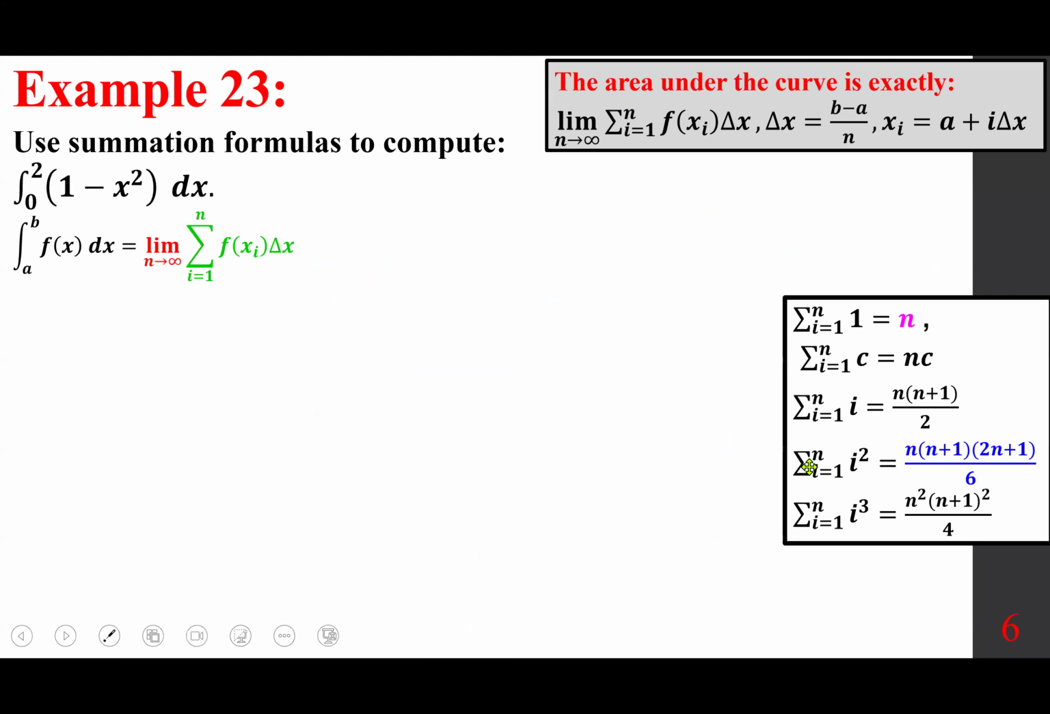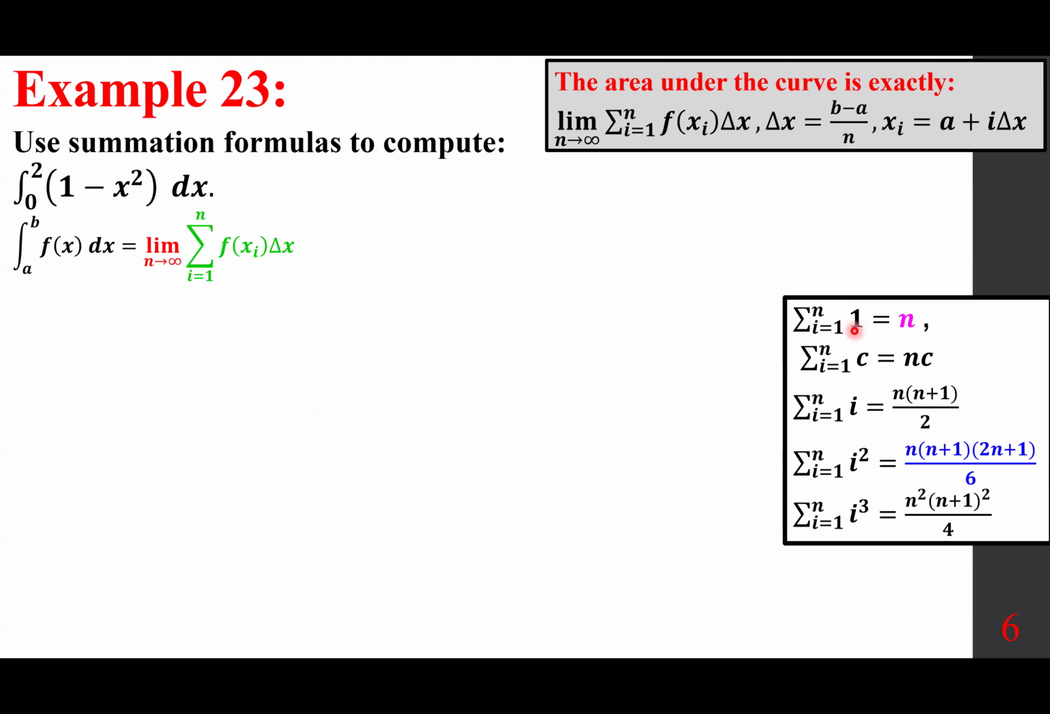Now, what about the evaluation? Use summation formulas to compute the integral from 0 to 2 of 1 minus x squared dx. And of course, we remember the formula, the integral from a to b of f of x dx is this limit. So having said that, there are a few things from algebra that will be helpful. I'm going to remind you.